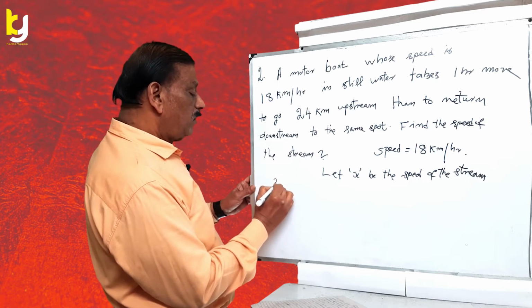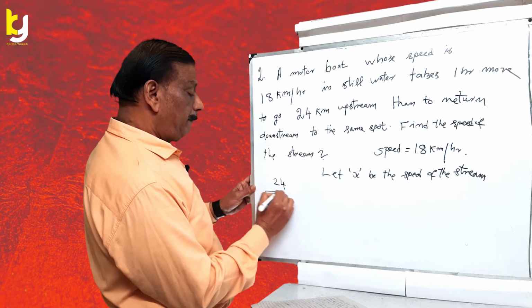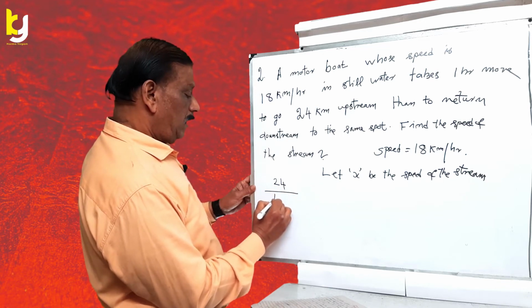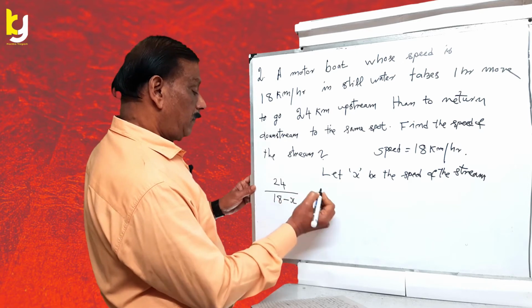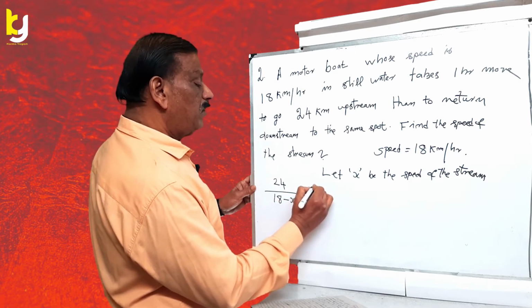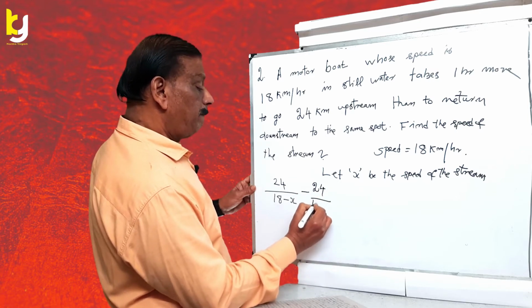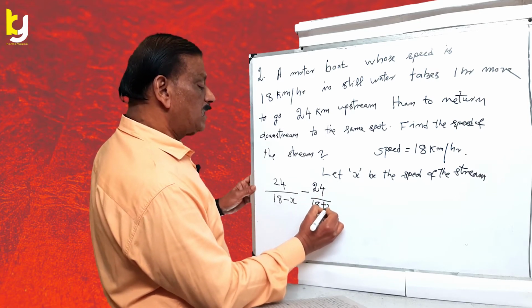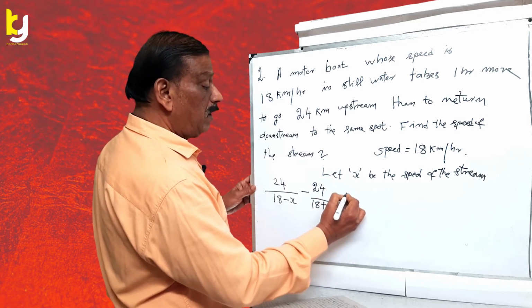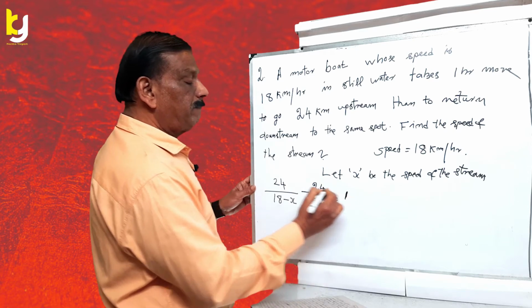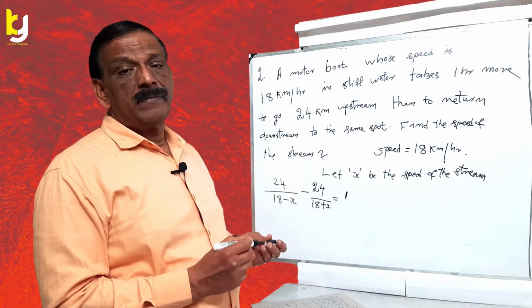Therefore, 24 divided by 18 minus x, minus 24 divided by 18 plus x, equals 1 hour. Clear up to this step? Any doubt?